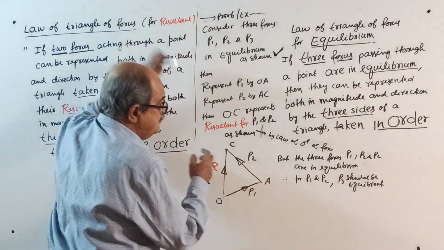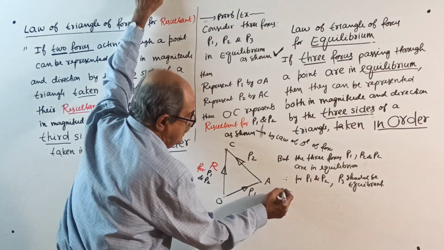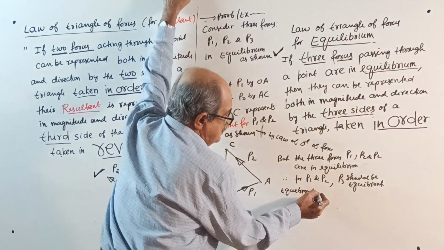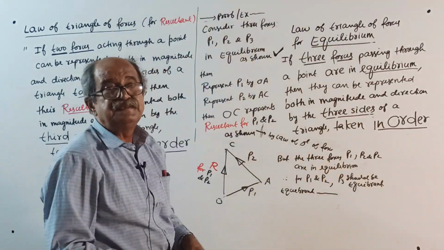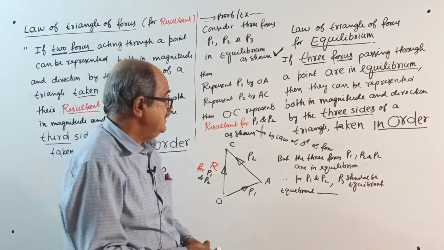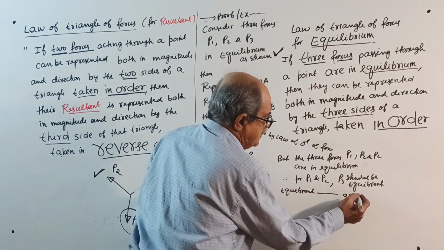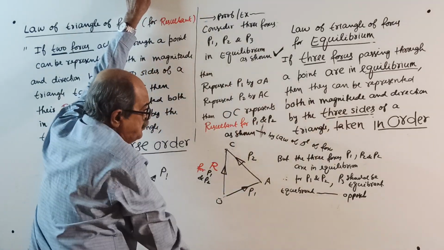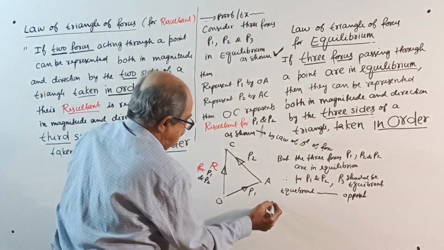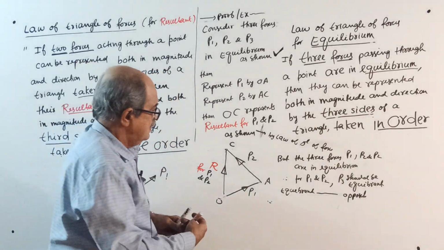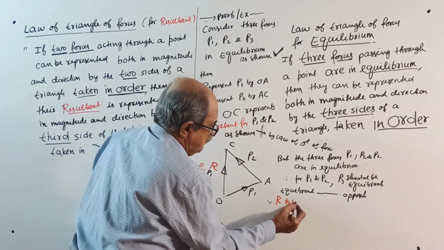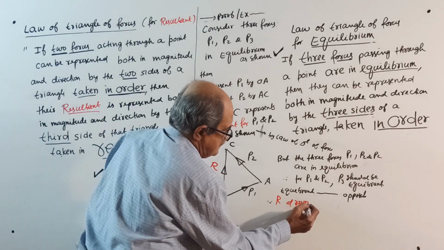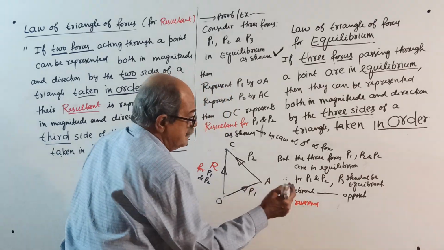Now see, we also know that the equivalent should have the same magnitude as the resultant but in opposite direction. So whatever R you got, its opposite direction should be P3. Therefore, this R, if reversed, should correctly match with P3.